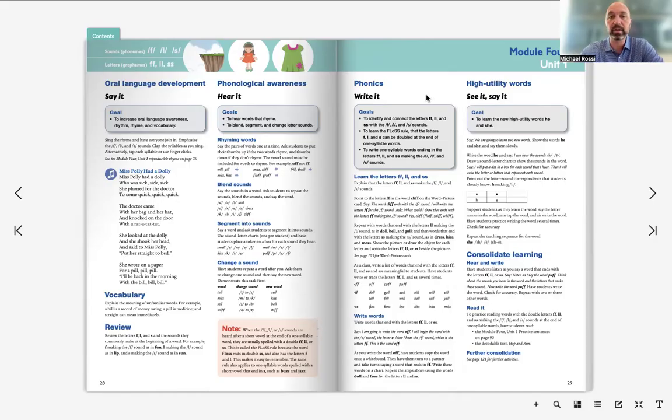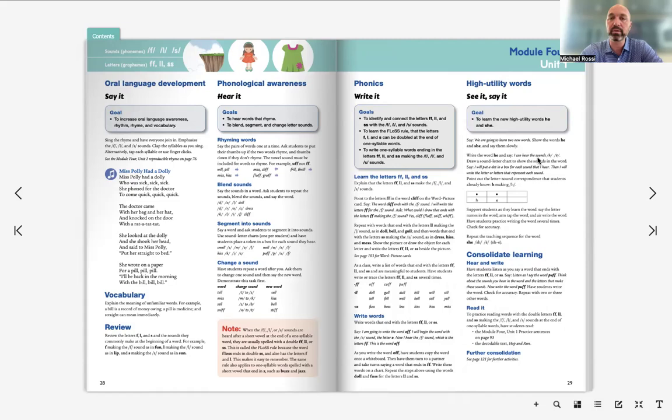Moving to block 3, phonics or write it. You have your TEKS, and then we're always going to move from understanding, learning, and writing the letters and the blends into writing words. So that's the progression you'll always see in phonics where they're writing.